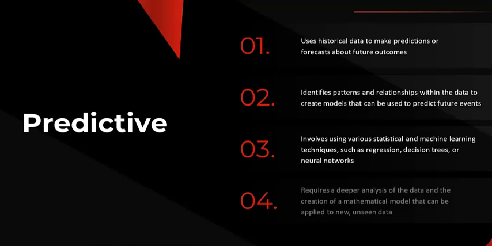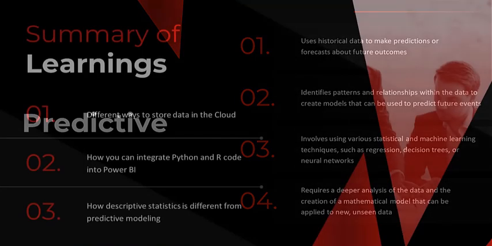Unlike descriptive statistics, predictive modeling requires a deeper analysis of the data and the creation of a mathematical model that can be applied to new, unseen data. It involves training the model on historical data, evaluating its performance, and then using it to make predictions on new data.